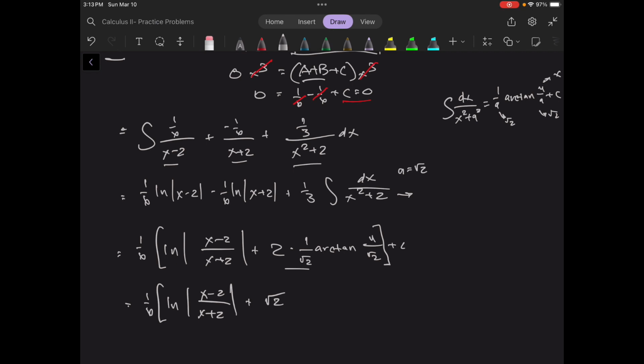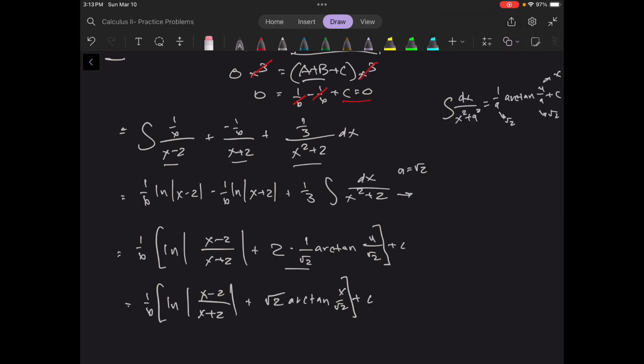Think about it. 2 is really just the square root of 2 squared. So 2 over the square root of 2, you could cancel the square, so it's just square root of 2, right? Finally, we have arctan of u over a. So just x over square root of 2 plus c. So that is the final answer.